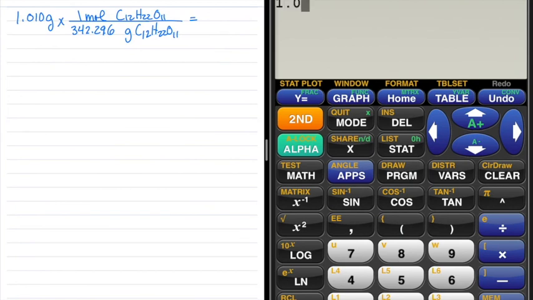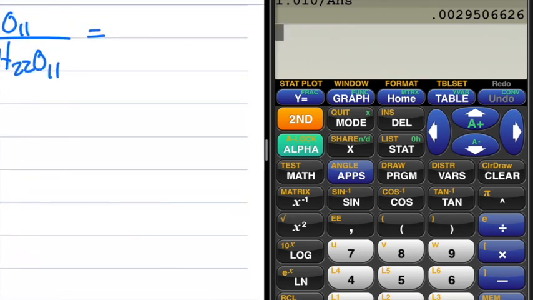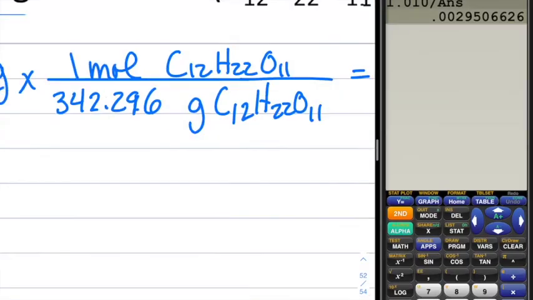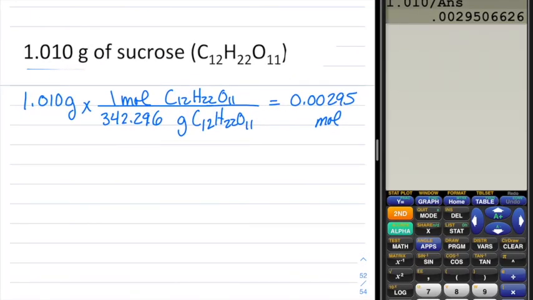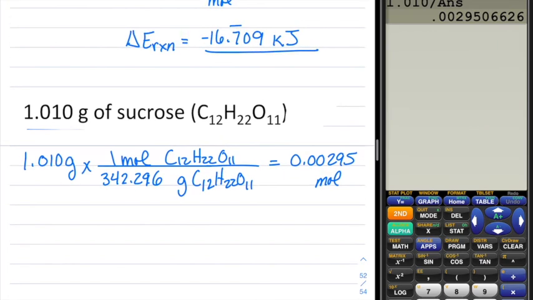All right, so 1.010 divided by our molar mass. And it looks like I'm going to get 0.00295. And these are the moles of our sucrose. All right, for those of you calculating along, did you get something similar to 0.00295? Excellent. All right, so finally we're going to plug that in, 0.00295, and actually it looks like I should have had one more sig fig here. Put a 1 on there.